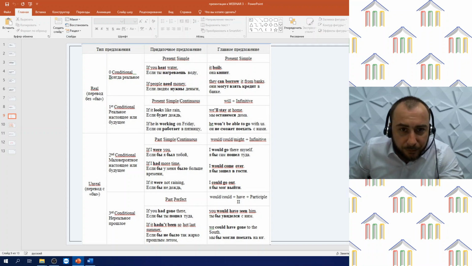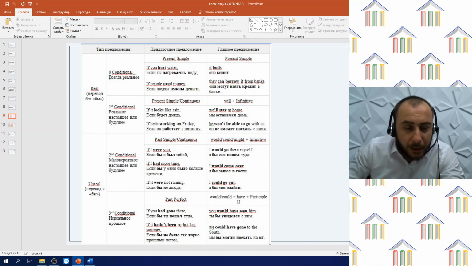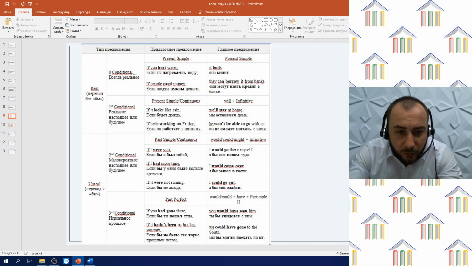Present simple. In dependent clause we use present simple if it is zero conditional, present simple: if you heat water, and in independent clause we use present simple again: it boils. Если ты нагреваешь воду, она кипит. Or if people need money, they can borrow it from banks. Если людям нужны деньги, они могут взять кредит в банке.